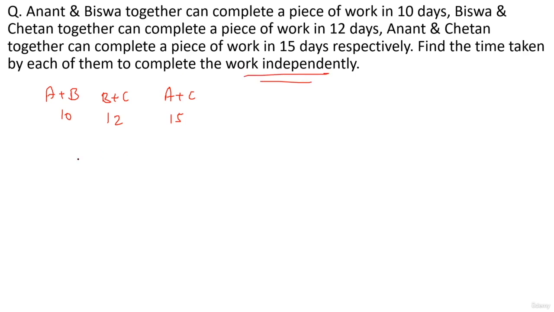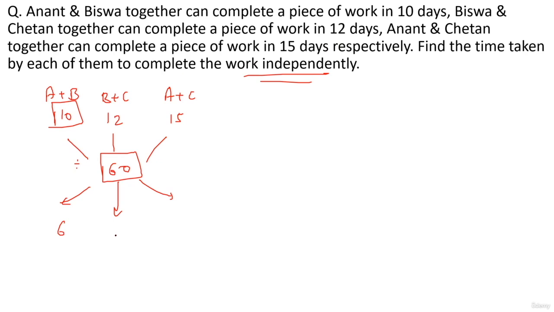Okay, now हम हमेशा क्या निकालते हैं LCM, अब भी क्या निकालेंगे LCM. So 10, 12, 15, the LCM is 60. Okay, now 60 units of work करना है. A plus B इसको 10 दिन में करता है. So what is the efficiency of A plus B? 60 divided by 10, 6 units.